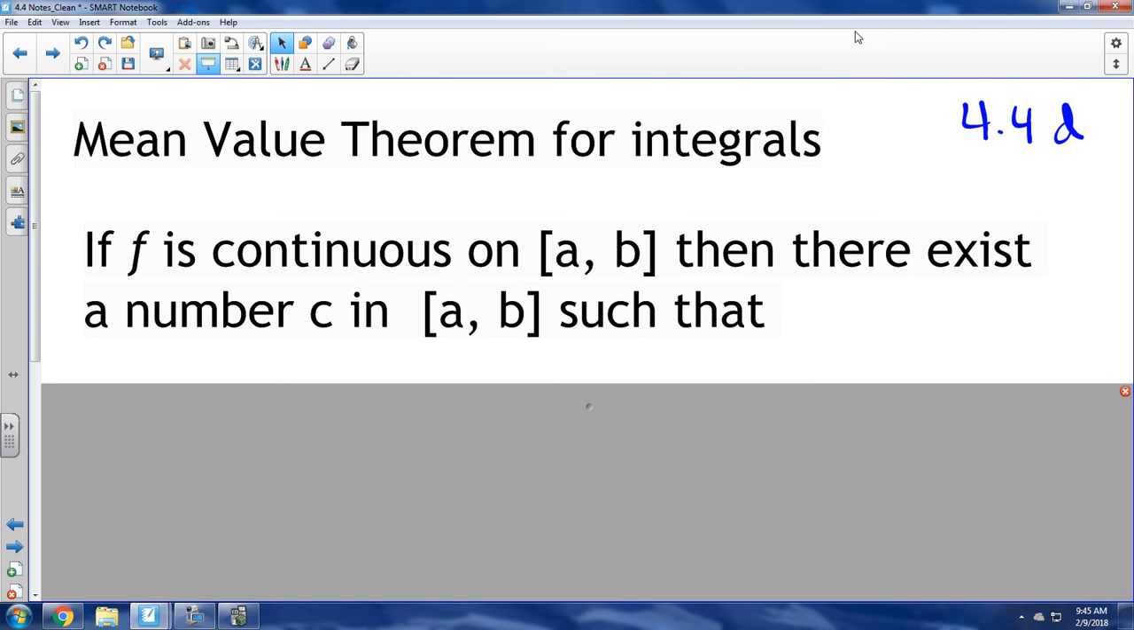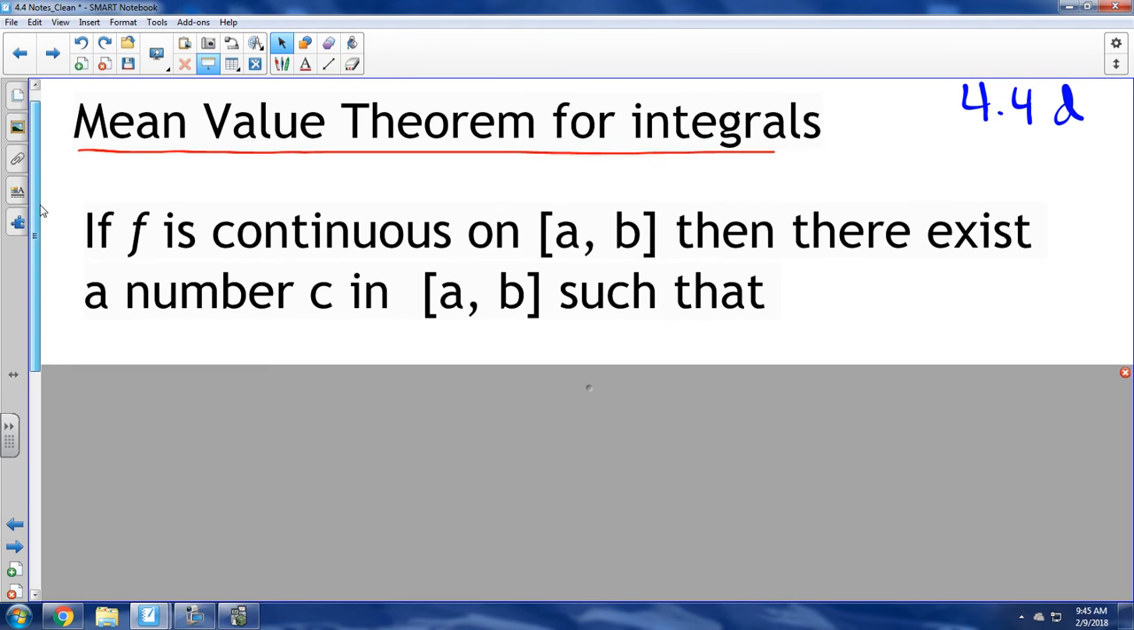Right, so this video is 4.4D. Ran over, of course. So today we're doing the mean value theorem for integrals, or what we're continuing with, because we just did 4.4C. And this is really connected to the other one, because there's really just one extra step from the average value function.